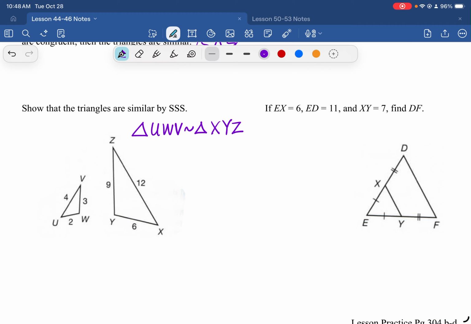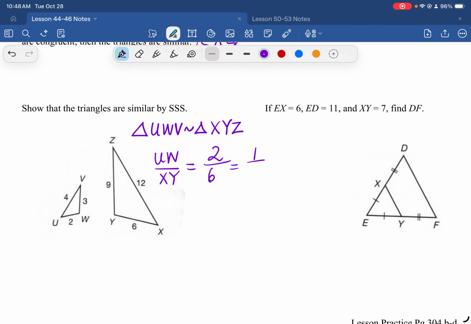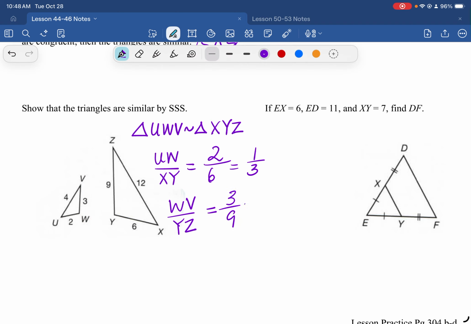So let's prove they're similar by their sides being proportionate. So let's start with UW and XY. So UW is right here, so that's 2. And XY is right here, so that's 6. And if I reduce that, I get 1/3. Now let's see if the others are also 1/3. This time we're going to compare WV to YZ. Okay, WV is 3 and YZ is 9. So 3 over 9, which also beautifully reduces to 1/3.